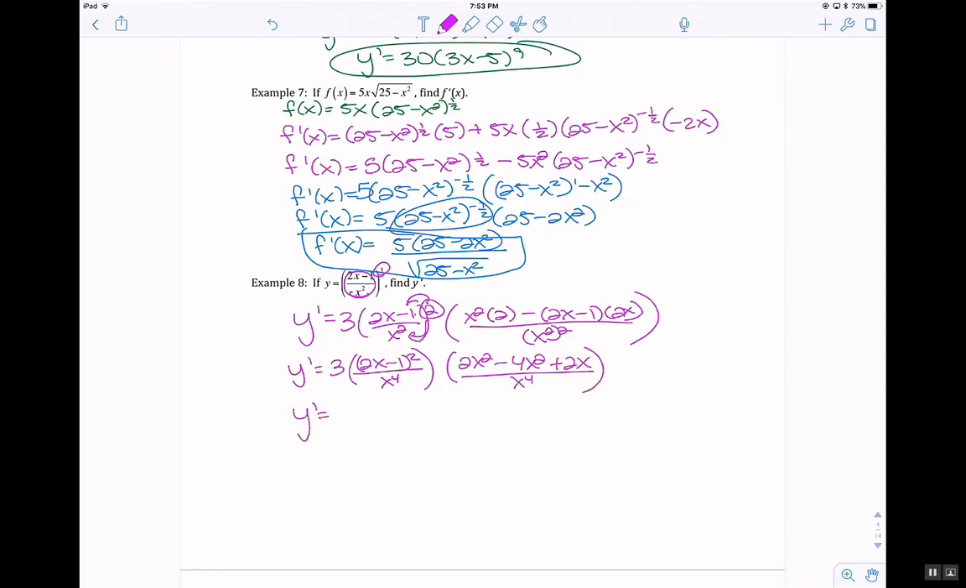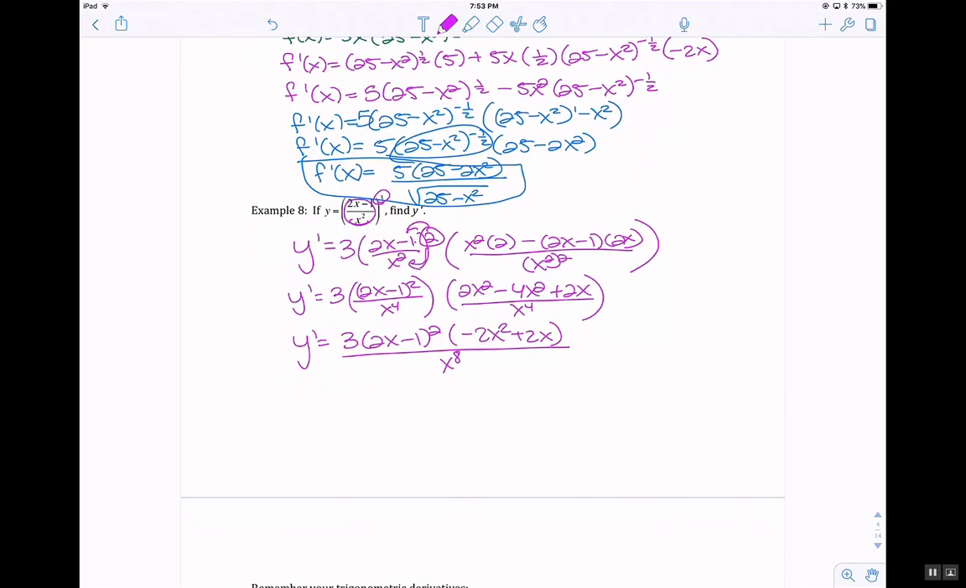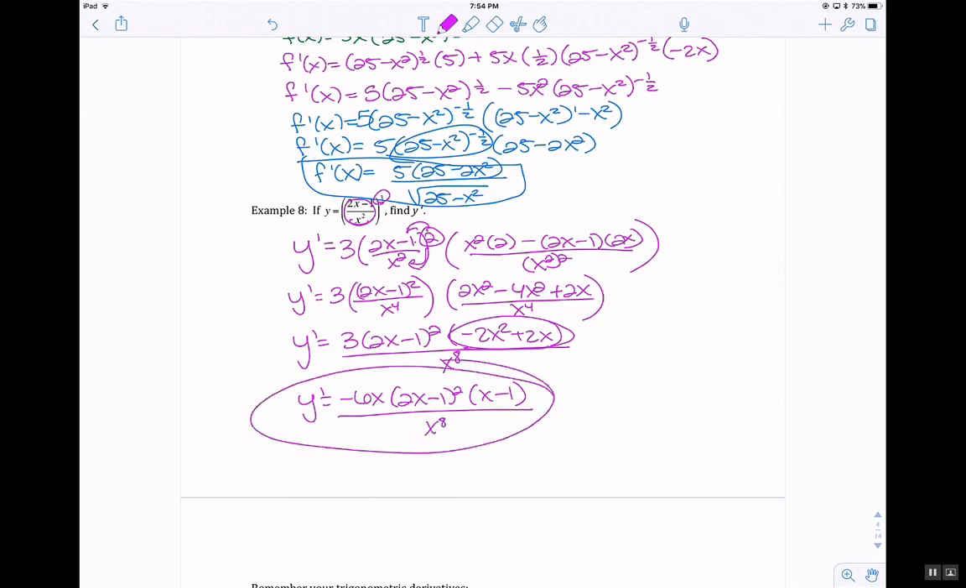So y prime is 2x minus 1 squared. My numerator here becomes negative 2x squared plus 2x, and all divided by x to the 8th power. I have a common 2 in my second set of parentheses, and I can factor out a negative 2x or a positive 2x. I'll factor out a negative 2x, so negative 6x, 2x minus 1, the quantity squared, x minus 1, all over x to the 8th power.